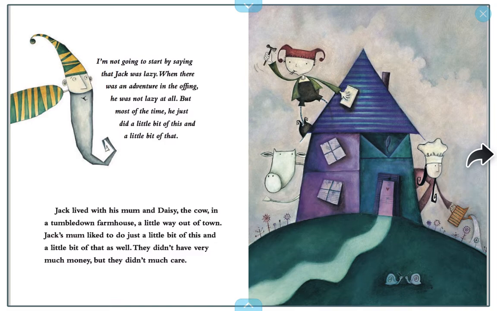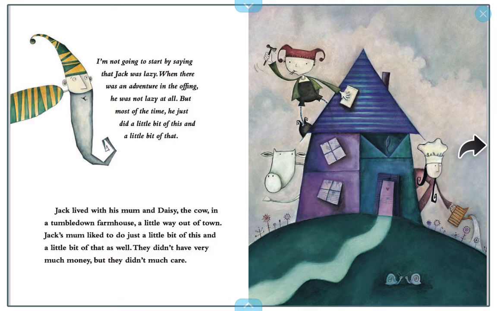All right, so if we look at this first page, we already can see the who, right? It's telling us Jack. And even the where, right? Telling us where he lived in the tumble-down farmhouse.